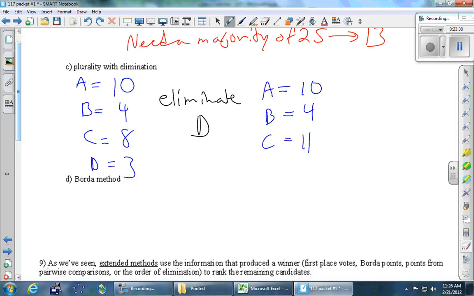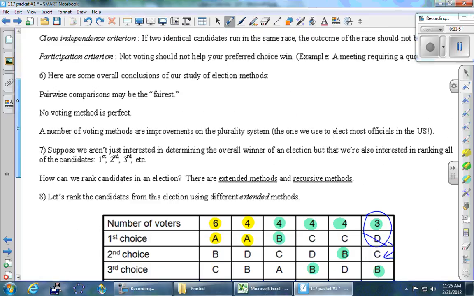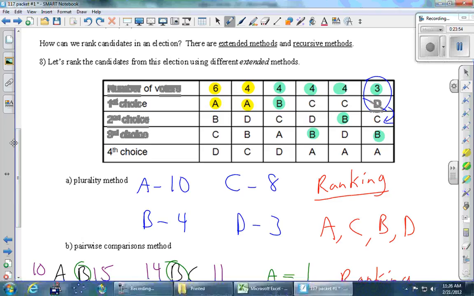And then we ask the same question. Do we have a majority? No. So we need to eliminate. And in this case, we eliminate B, with the fewest number of first place votes. They go away. And then we look at the schedule again and update. And in this case, it's these votes right here. They no longer go to B, they go to C.